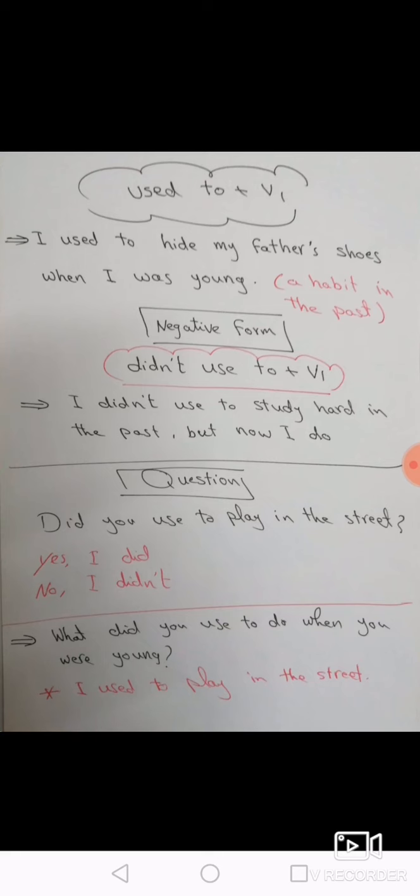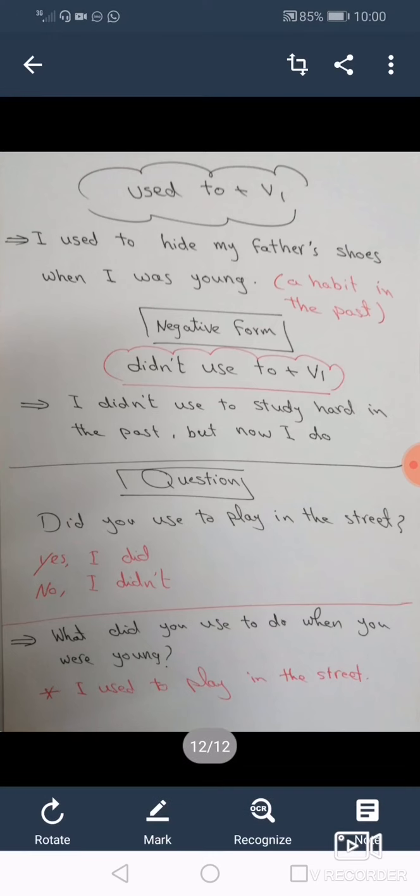Let's look at the negative form. Didn't use to plus verb 1. I didn't use to study hard in the past, but now I do. But now I study hard. Okay? So here, if you want to make a negative sentence using used to, you can use didn't use to plus verb 1. And if you want to make a question, you can use the helping verb did.